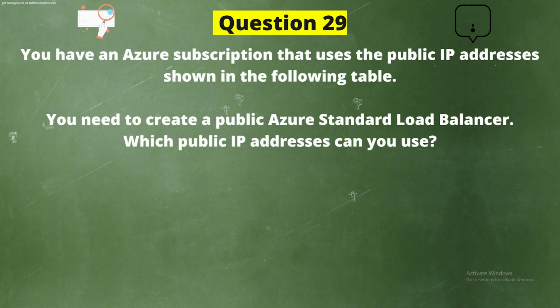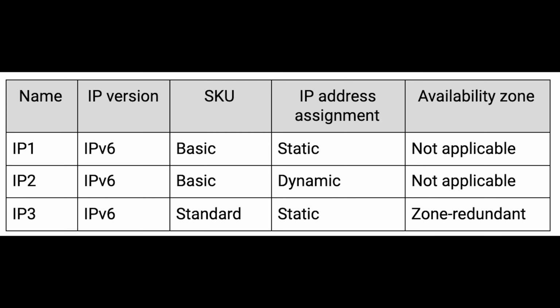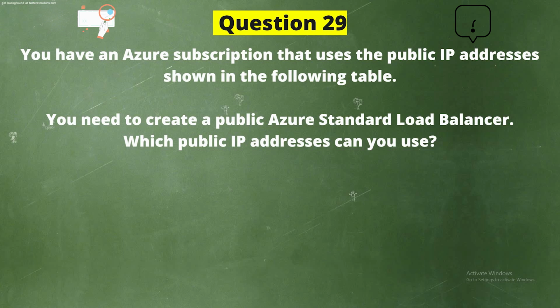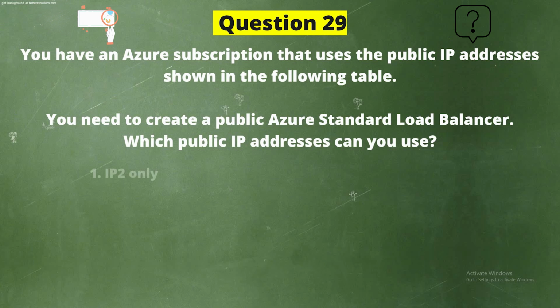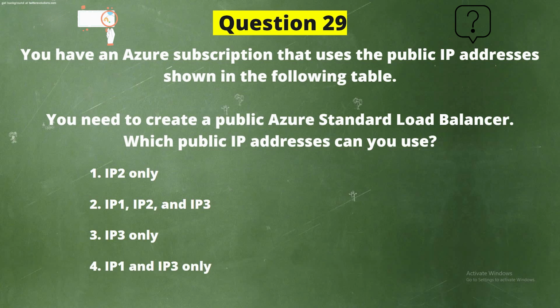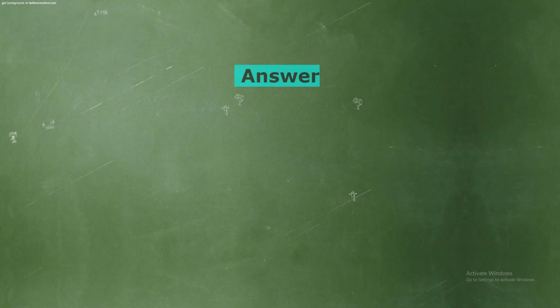Next question. You have an Azure subscription that uses the public IP addresses shown in the following table. You need to create a public Azure standard load balancer. Which public IP addresses can you use? Now, here are the options. Option 1, IP2 only. Option 2, IP1, IP2, and IP3. Option 3, IP3 only. Option 4, IP1 and IP3 only. And the correct answer is option 3, IP3 only.